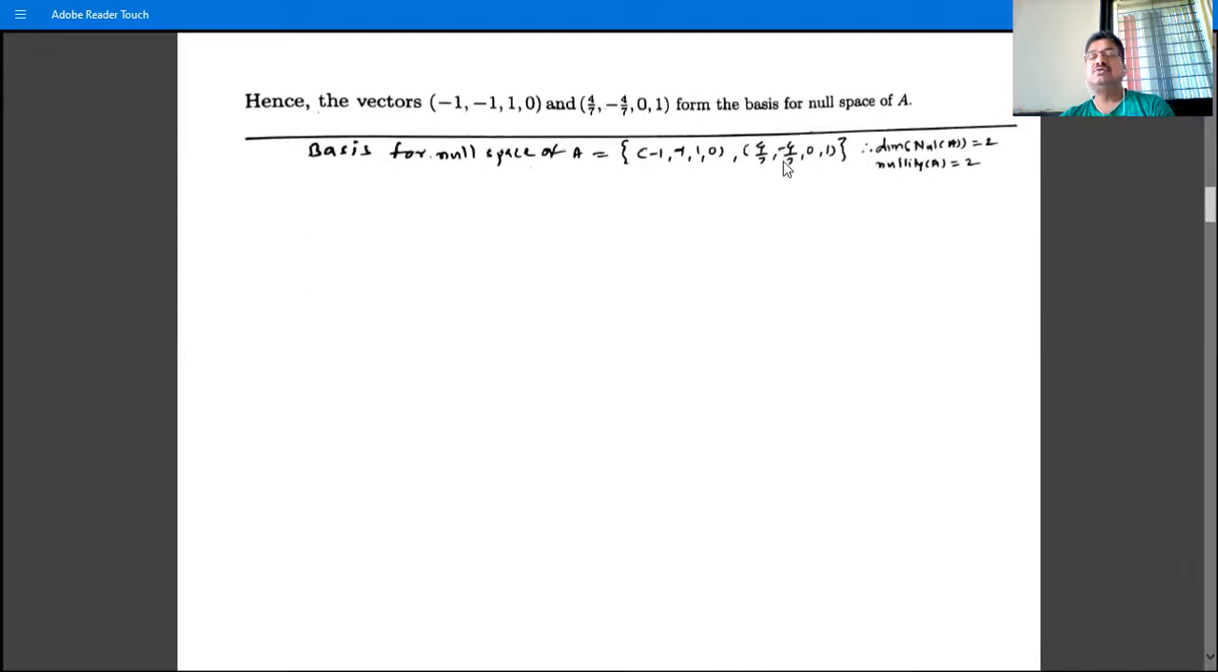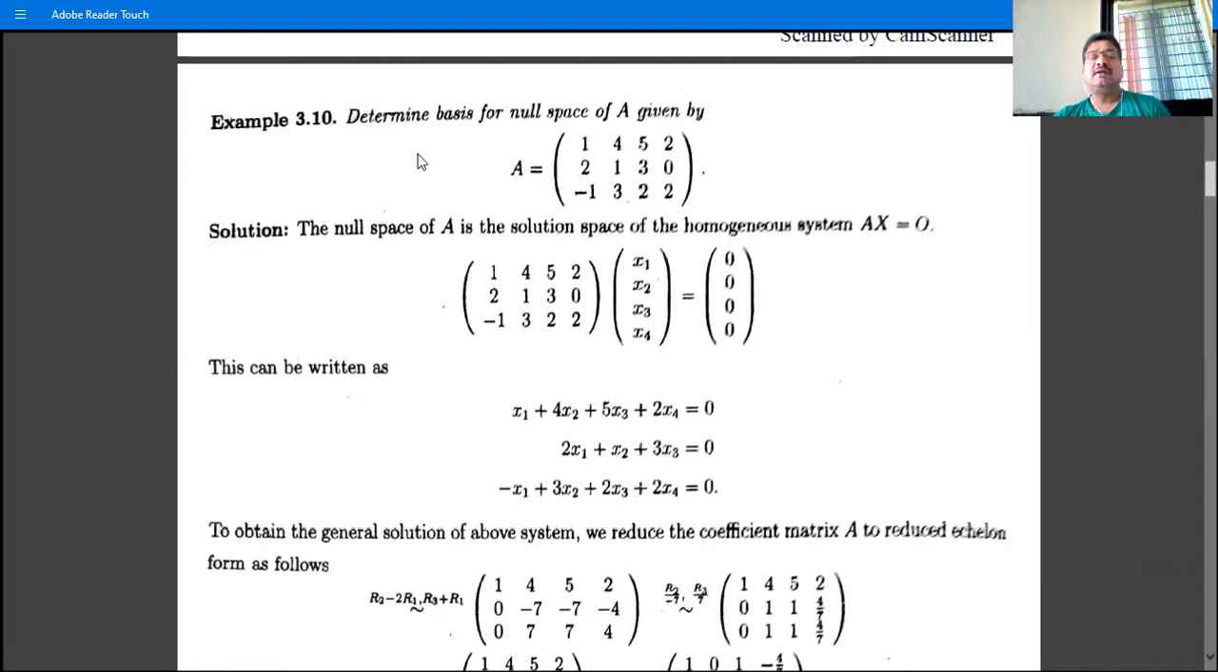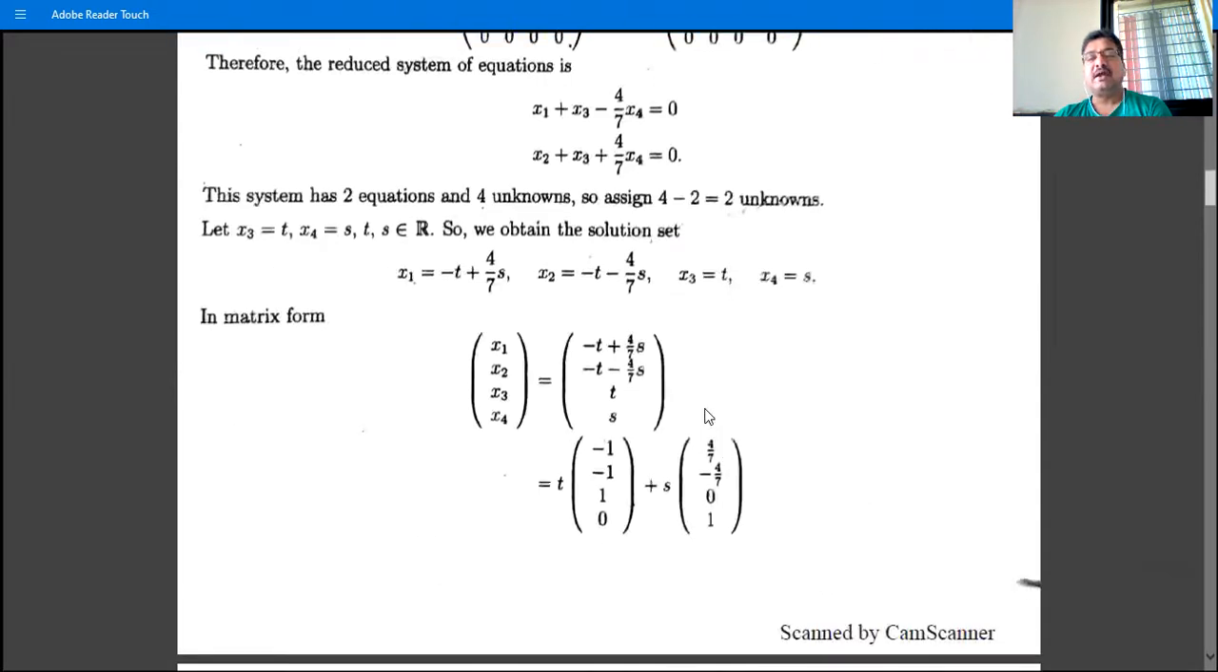So this two-element set is the basis for the null space of A, and the dimension of the null space of A is 2. The number of vectors in the basis of the null space is 2, so the dimension of the null space of A is 2, and therefore the nullity of A is 2. If the question asks to determine the basis for the null space of A, we write this. If instead the question is to find the nullity of A, we write the same answer.